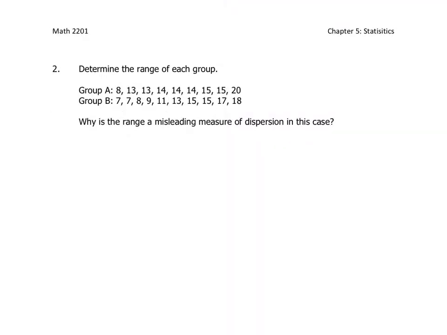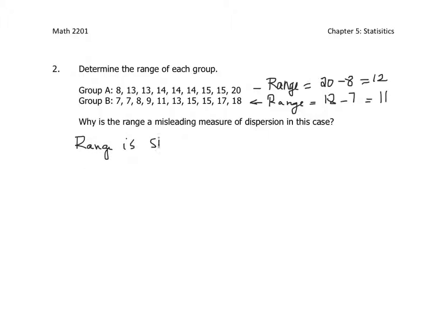Alright, question number 2 says to determine the range of each group. So if we look at group A, we have the range equals, looking at these sets of data, both of these sets of data are in numerical order. So the range of the highest is 20 and the lowest is 8. There's a range of 12. And in the second set of data, the highest is 18 and the lowest is 7, which is a range of 11. So in this case here, the range is similar for both.